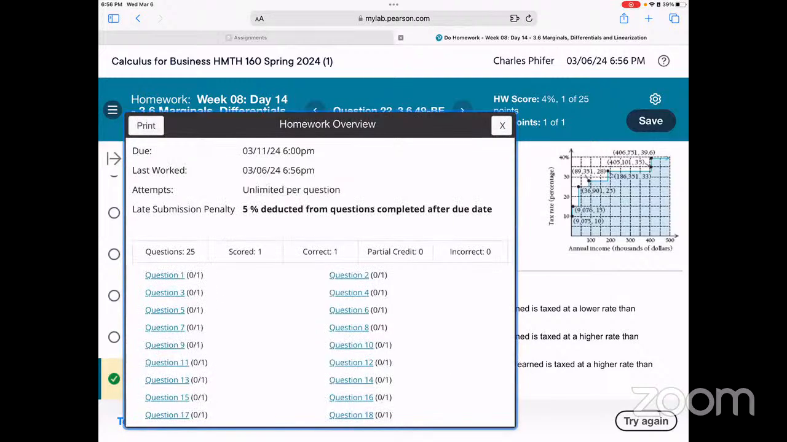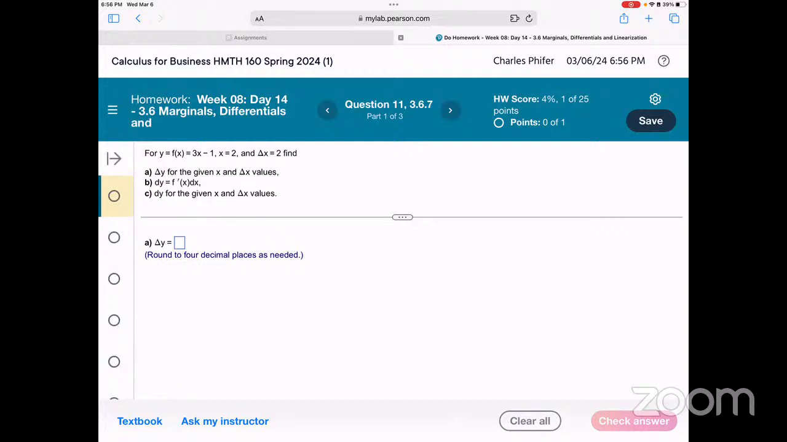For this function, for this y, this x, and this delta x, find the change in y. The change in y was what we said a moment ago: y2 minus y1. So y2 is going to be found by saying x plus delta x, so that's going to be 4. If we plug 4 in, it looks like we get 11. So y2 looks like it's 11.